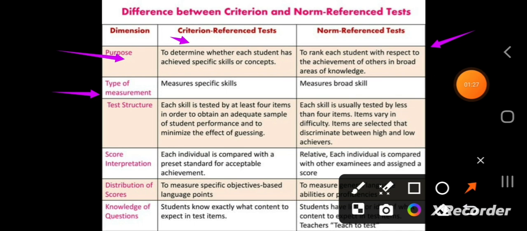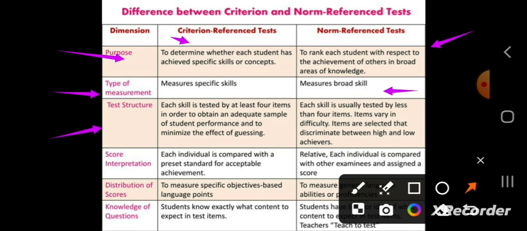Norm reference test measures broad skills or abilities across a wide range of topics. The focus is not on mastering specific skills but on evaluating overall achievement across a broad range of areas. NRT aims to spread out scores so that high, medium, or low achievers can be easily distinguished.